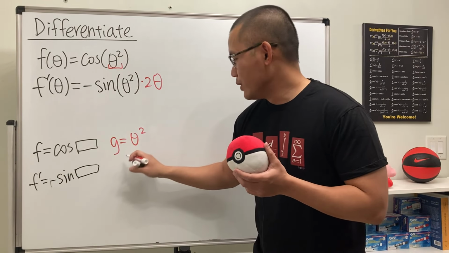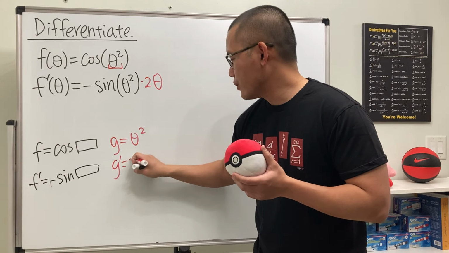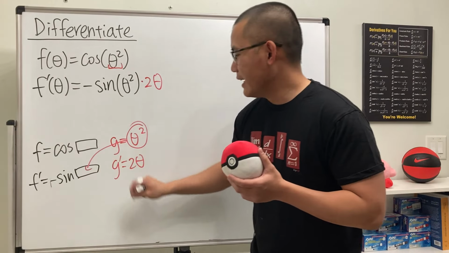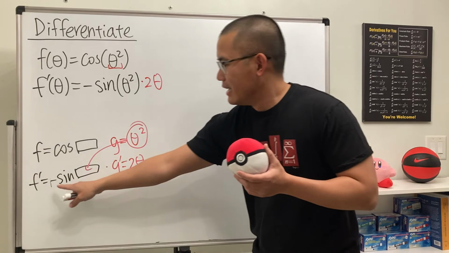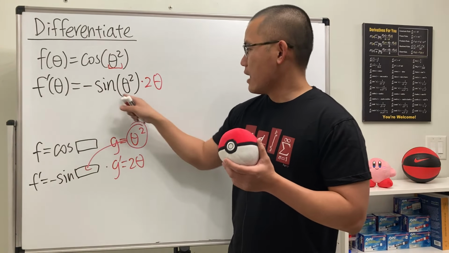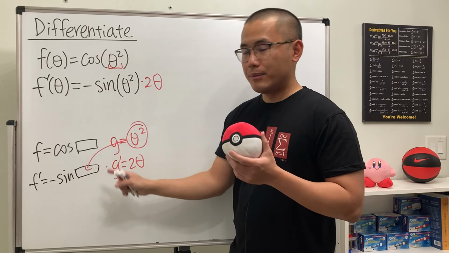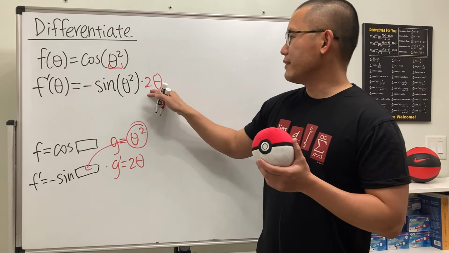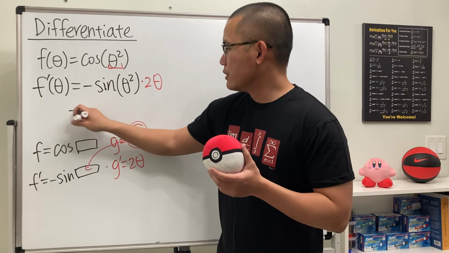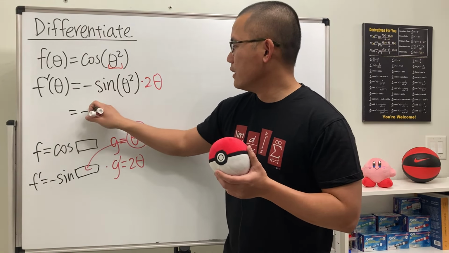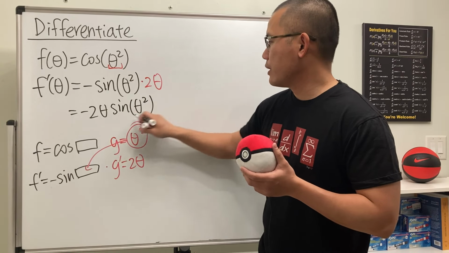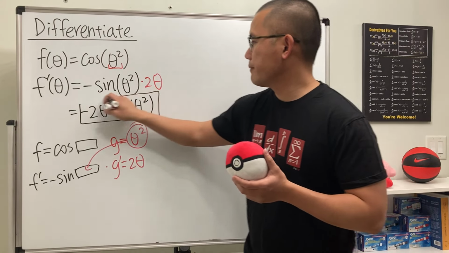Then if we differentiate this, we get 2 theta. And again, we just put this inside of the box and then we multiply. Have a look: negative sine theta squared, and then multiply by 2 theta like this. Usually we like to have this part in the front, so finally I'll put that in the front. So we have negative 2 theta times sine of theta squared. And this right here will be it.